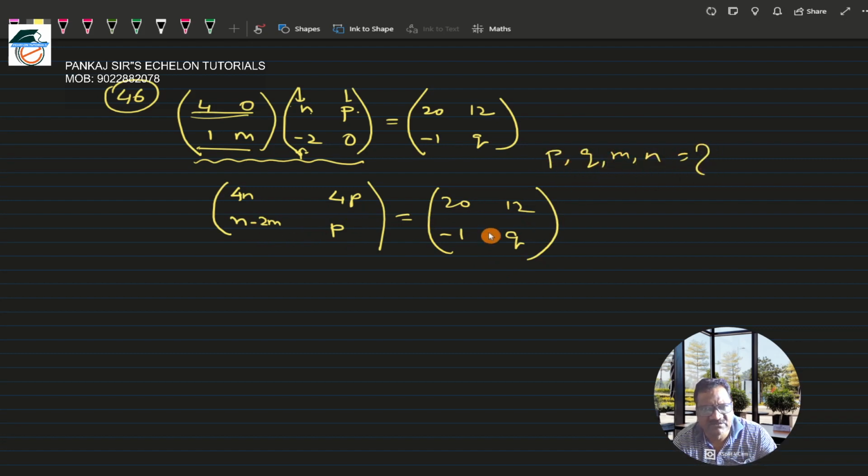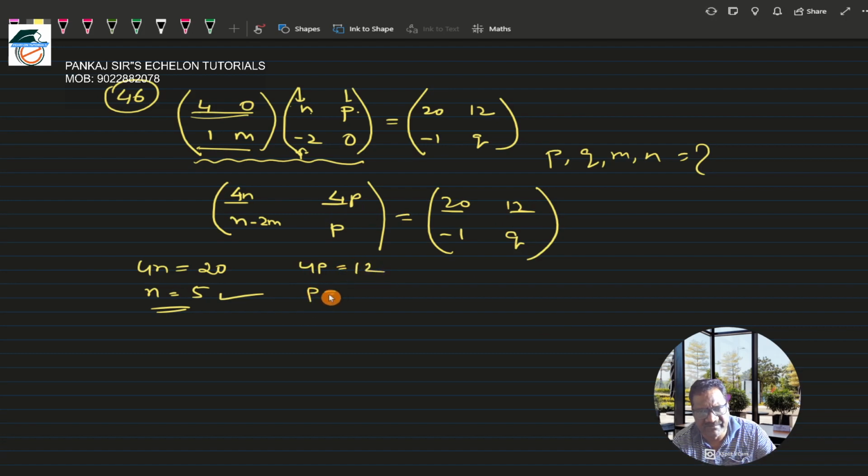Right. So what I'll do, 4n I'll equate to 20. That gives me n is equal to 20 upon 4, which is 5. I got my n. Next what I will do is, this 4p I'll equate to this 12. That will give me p is equal to 12 upon 4, which is equal to 3. So I got my p also, 3.